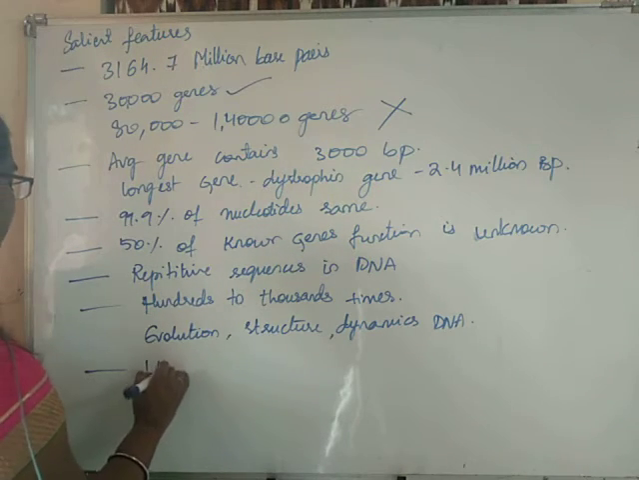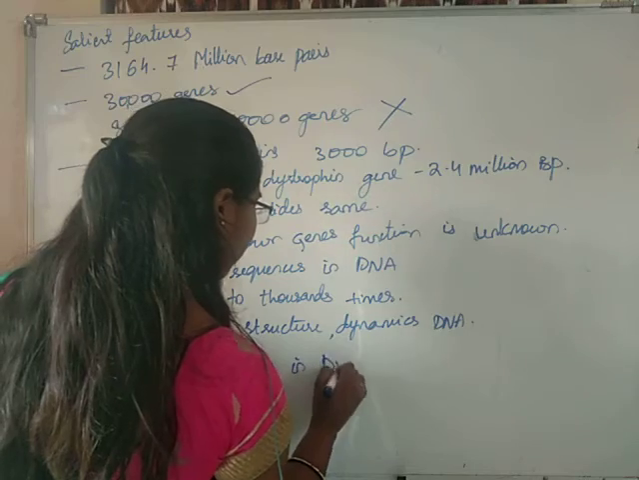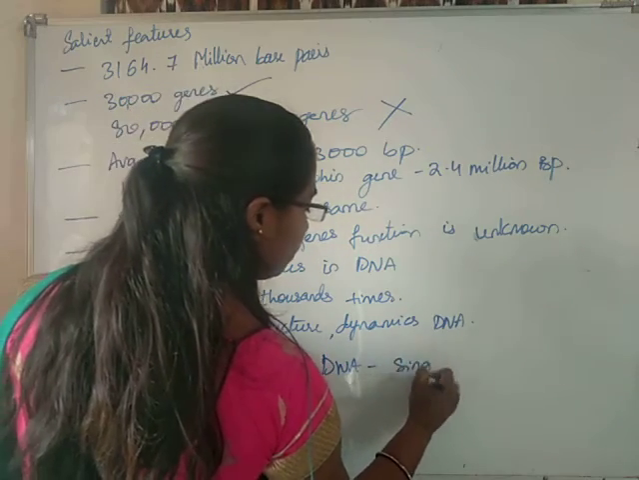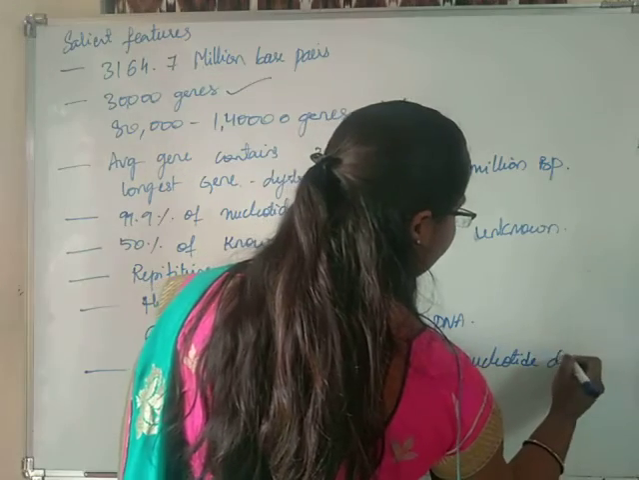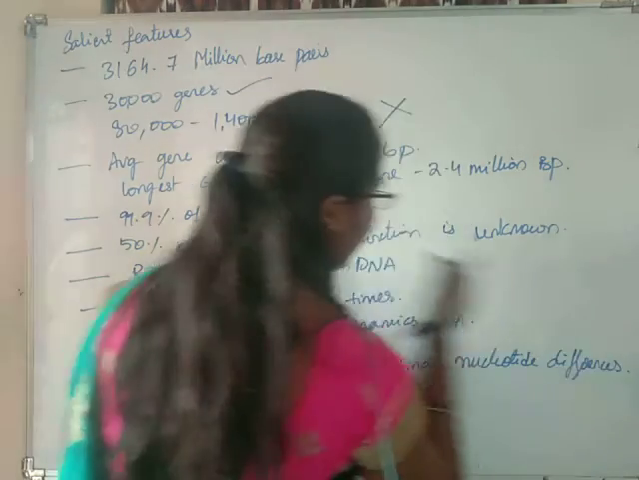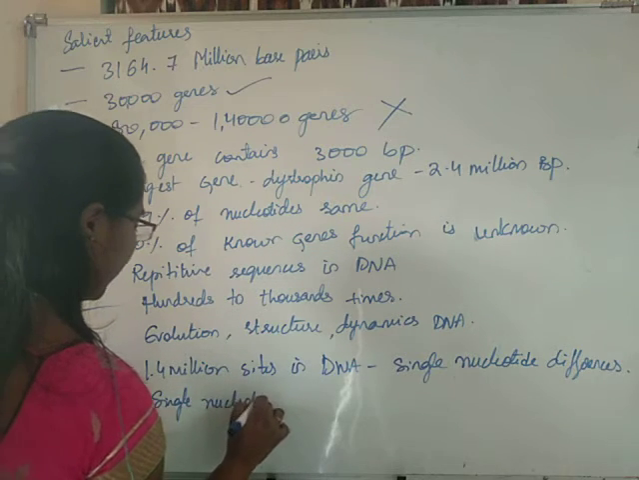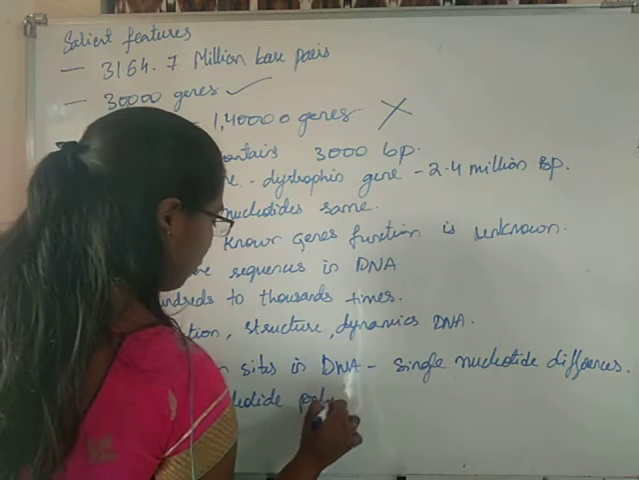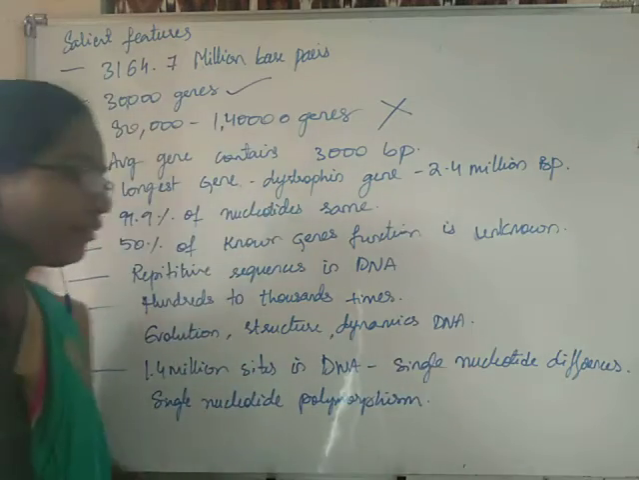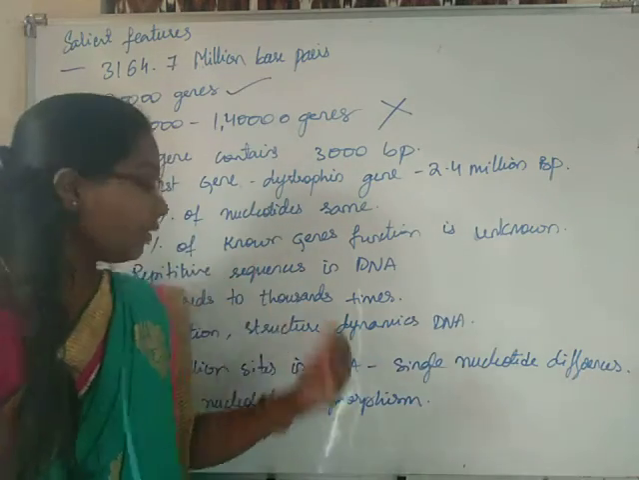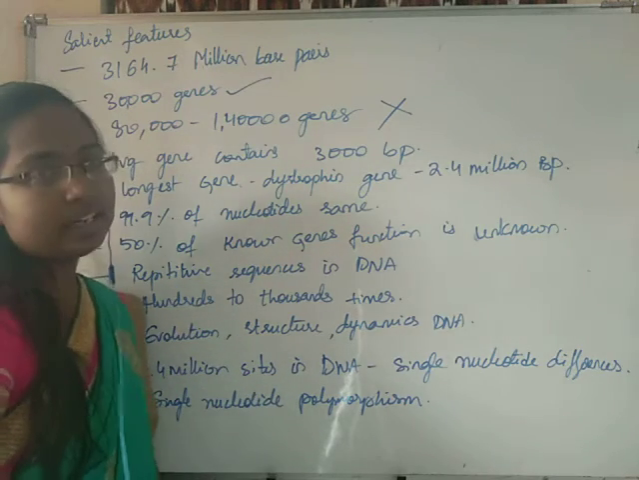Scientists have identified nearly 1.4 million sites in the human DNA which have only a single nucleotide difference. It is called single nucleotide polymorphism. There was a difference in only one nucleotide between different individuals at nearly 1.4 million sites on the human DNA.